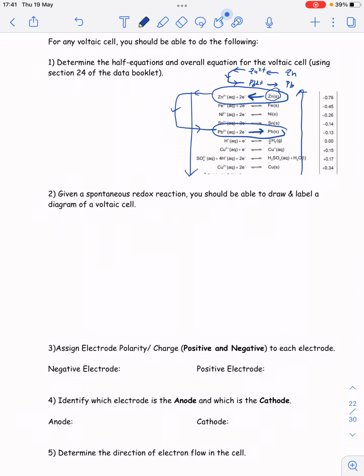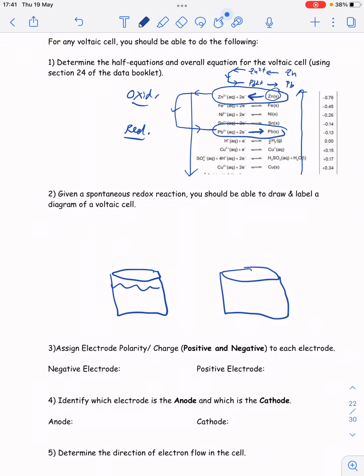That's super important because once you know which half equation is oxidation and which one is reduction, it's going to become a lot easier to label your voltaic cell. Now, given a reaction, we need to be able to draw a voltaic cell. Voltaic cells always have two half cells. Make sure that they look like containers with some kind of liquid in them. It could just be a line across, but I like to make little squiggly liquid lines. You've got your two electrodes, which are going to be made out of metal.